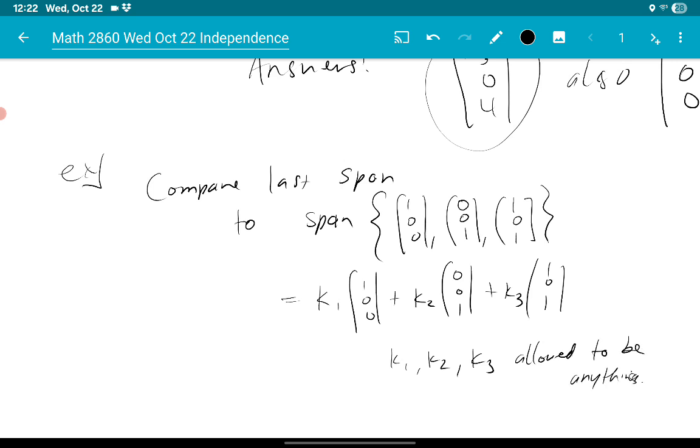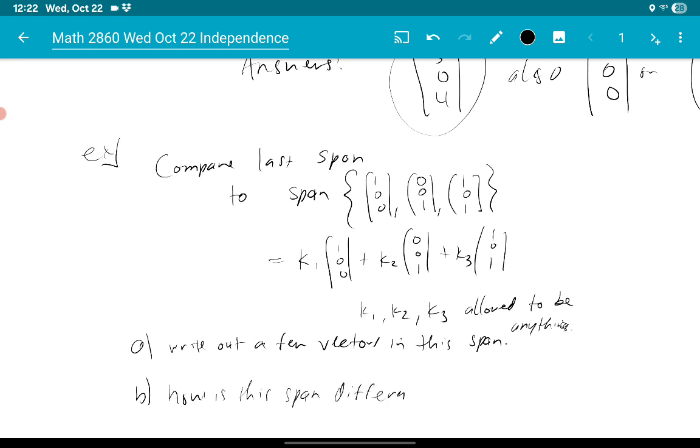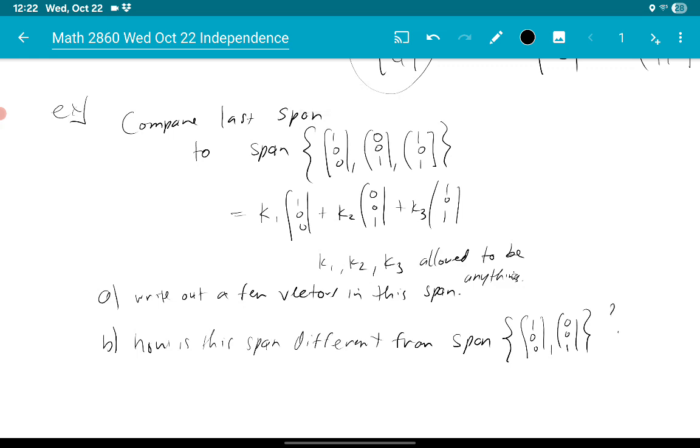Okay, so again, we could write out a few things. Maybe I'll ask two questions this time. A, write out a few vectors in this span. And B, the second question is how is this span different, if at all, from the last one? The last one was the span of (1, 0, 0), (0, 0, 1), just the first two items.